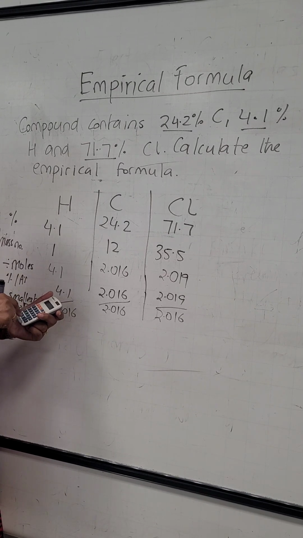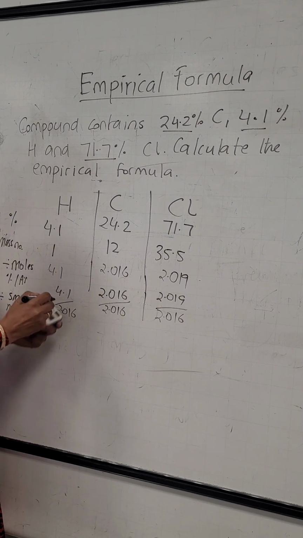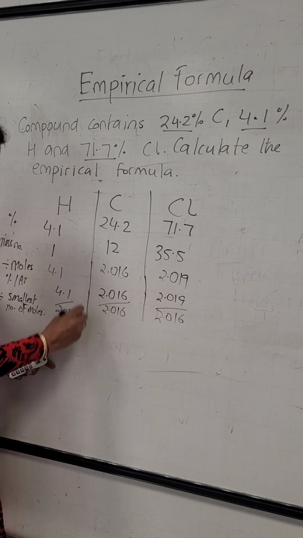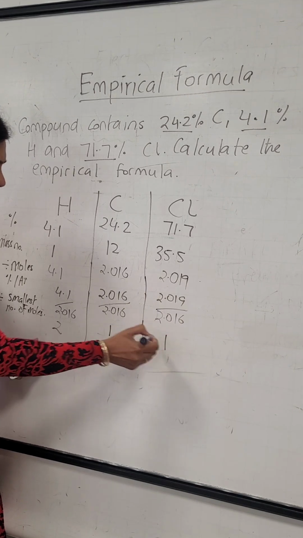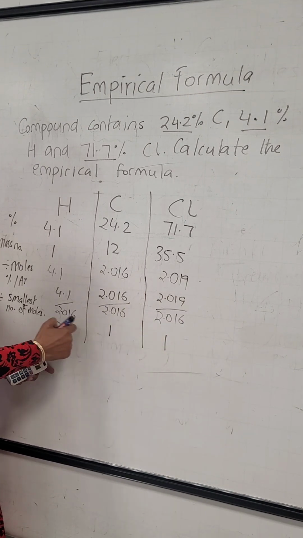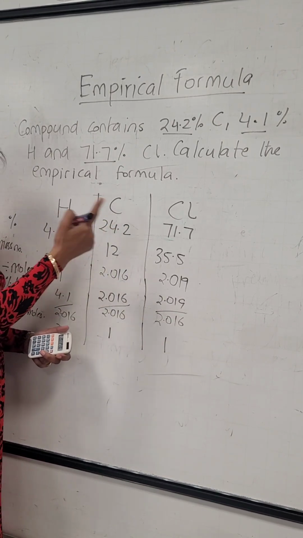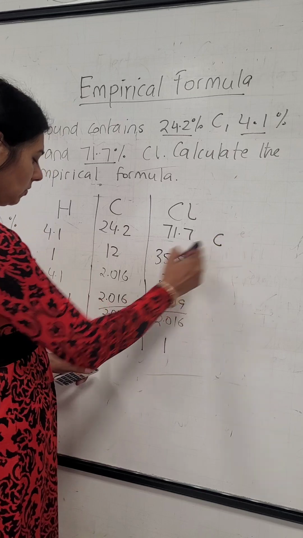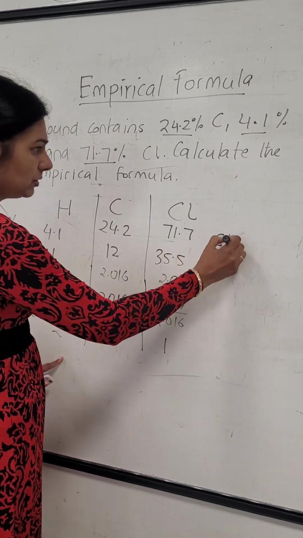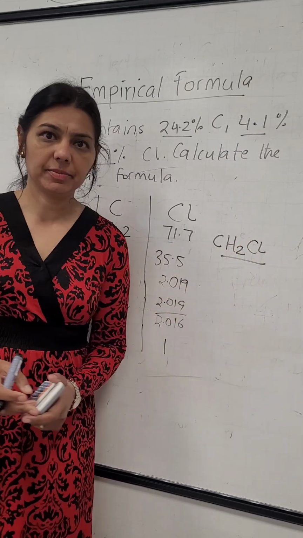So if I do 4.1 divided by 2.016, that roughly gives me 2. That number divided by itself is 1, and for the last one, dividing by the smallest gives 1. So I've got 1, 2, 1. When we write this down, we put carbon first, then hydrogen, then chlorine. If I look at the formula now, I've got 1 carbon, 2 hydrogens and 1 chlorine. That's how you calculate the empirical formula.